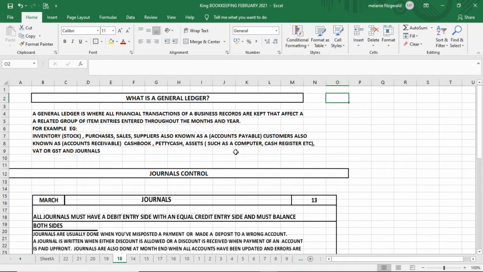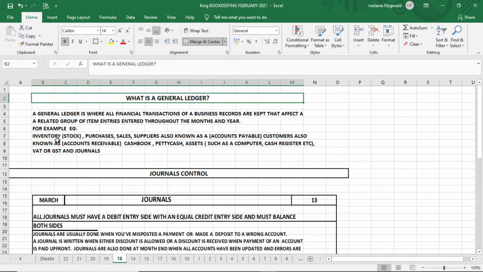All right, today we're going to be talking about the journal. Okay, so let's get started. Just watch my mouse. What is a general ledger? A general ledger is where all financial transactions of a business records are kept that affect a related group of item entries entered throughout the months in the year.